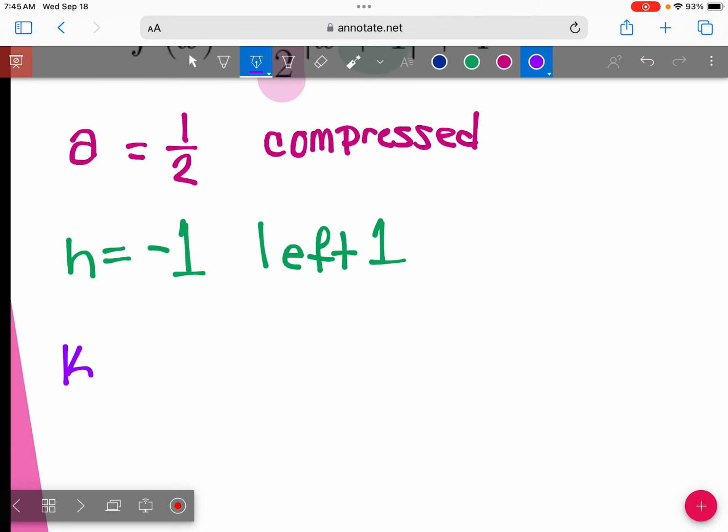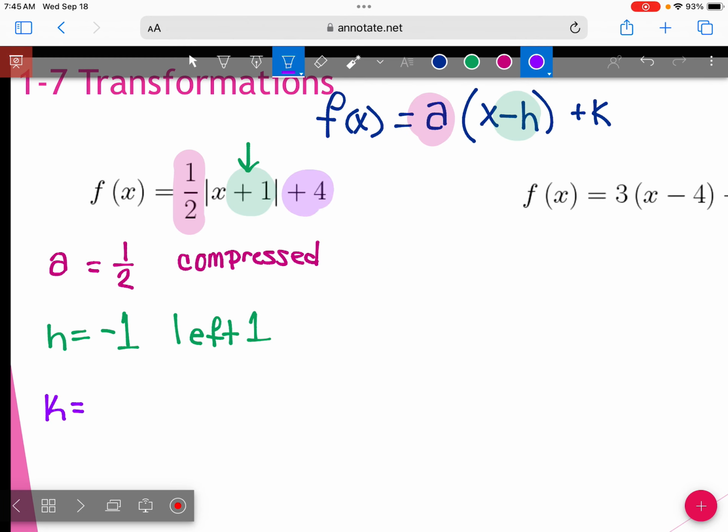Let's look at our K. What is our K value here? 4. It is added on the end.